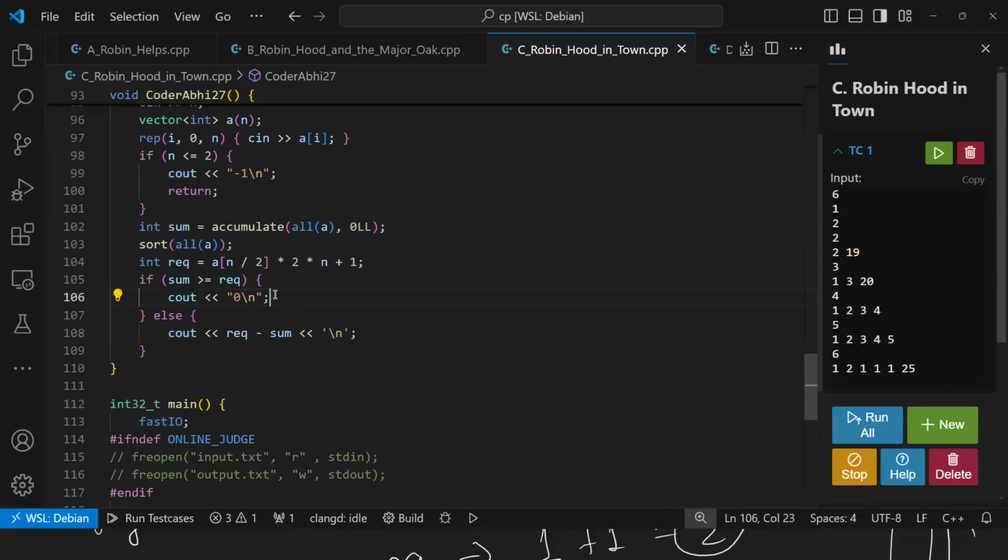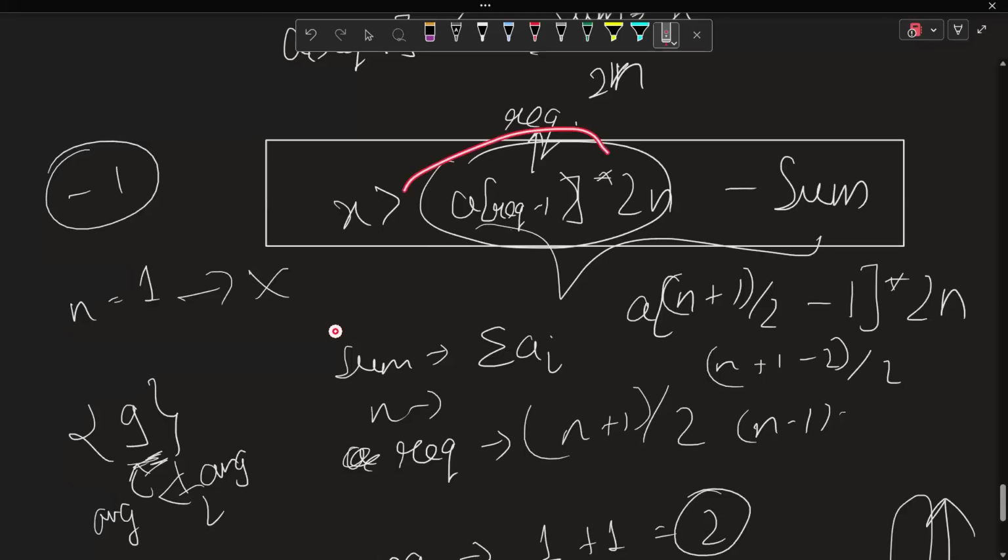as our answer, not a negative value. That x cannot be negative. We can only have positive x. So if x goes negative, then just print 0. We don't need to add anything. Otherwise, print this requirement. Here my required is this thing. I hope it is clear to you.